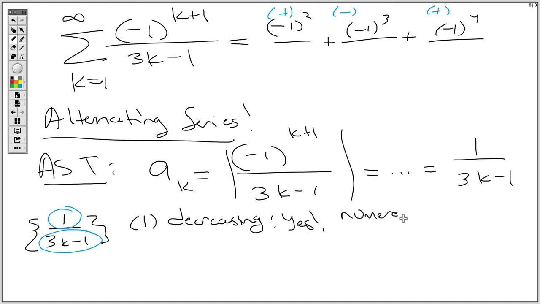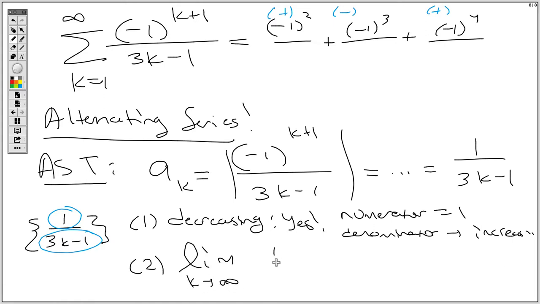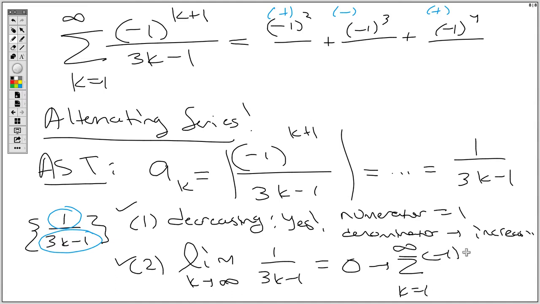The numerator is 1 and the denominator keeps increasing. So that tells me that it's decreasing. We also know then that the limit as you go to infinity is 0. Boom. And that's all we need. We have an alternating series where the positive parts of the terms decrease to 0. So that means that the original series converges. Okay.